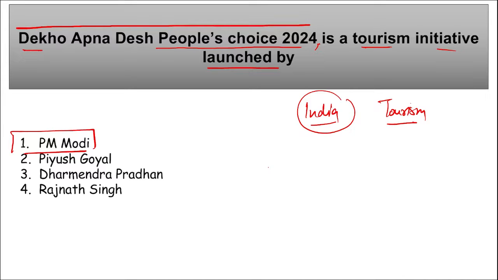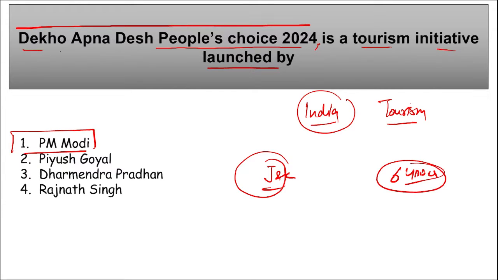PM Modi recently visited Jammu and Kashmir to address the Viksit Bharat, Viksit Jammu Kashmir program at Bakshi Stadium in Srinagar. There he unveiled this Dekho Apna Desh People's Choice 2024, that is the nationwide tourism destination poll by the Ministry of Tourism, correct, to identify the pulse of the nation on tourism. Apart from this, he also launched the Chalo India Global Diaspora campaign and dedicated national development projects worth more than 6,400 crore rupees.